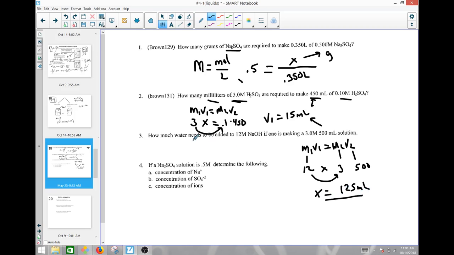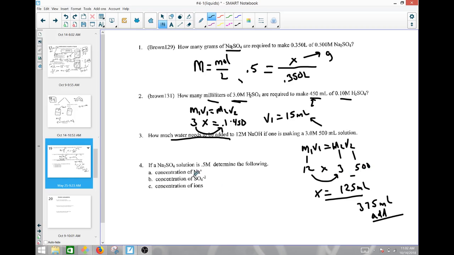That's not what the question asks. How much water needs to be added? So 500 minus the 125 is 375 milliliters of water to add. If I want to add that amount to my 125, I'll have 500. Okay, next one, number 4.